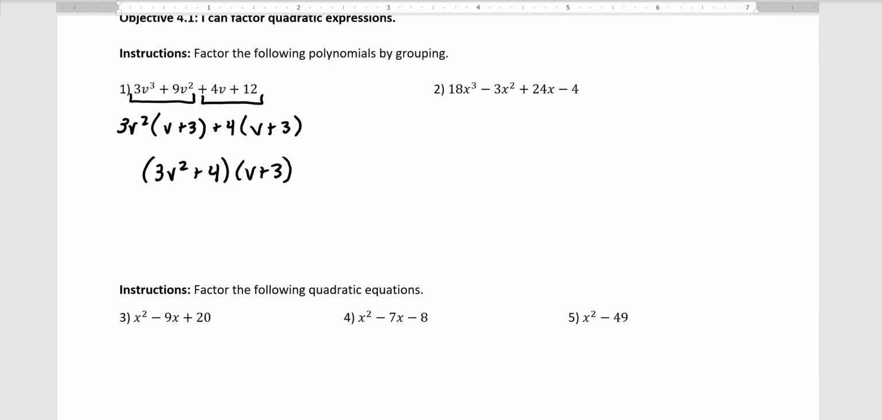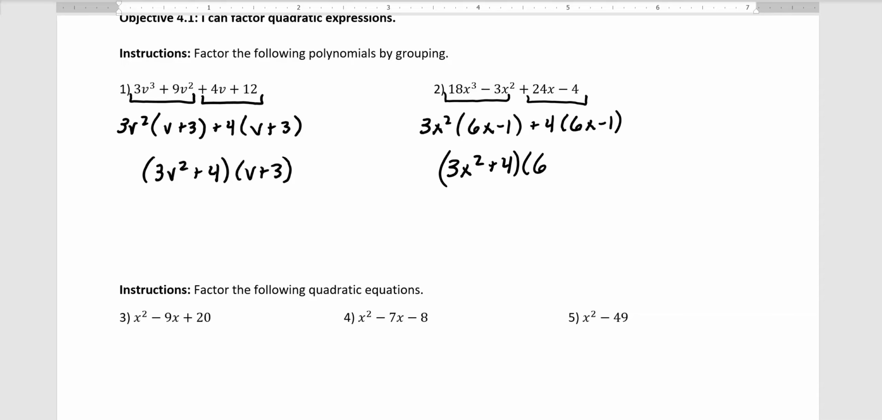Looking at this next one, 18x to the third minus 3x squared plus 24x minus 4. Split it into 2 binomials. Factor out 3x squared. When I do that, I'd be left with 6x minus 1. Looking here, I can take out 4. That would leave me with 6x minus 1. So again, combine our outside terms since our binomials inside the parentheses are the same. 3x squared plus 4 times 6x minus 1. And that is factoring by grouping.